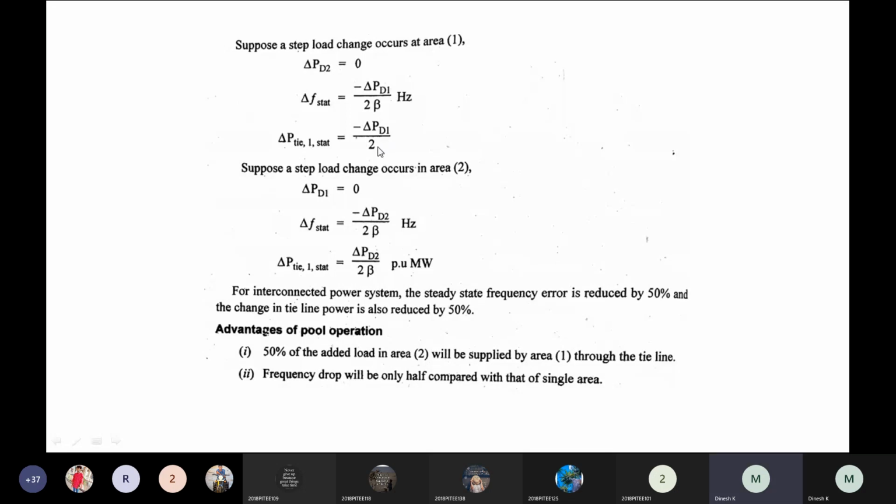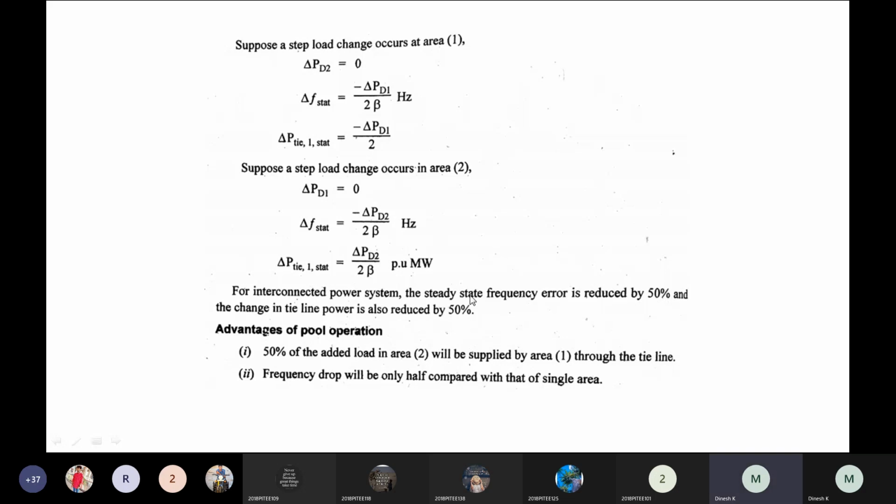Right, after the second disturbance becomes 0, similarly in the second area I'll make the first disturbance 0. So del F stat equal to minus del PD2 by 2 beta. Finally, del P tie stat is del PD2 by 2 beta per unit megawatts. So what I conclude is, for the interconnected power system, the steady state frequency error is reduced by 50%, and the change in tie line power is also reduced by 50%.